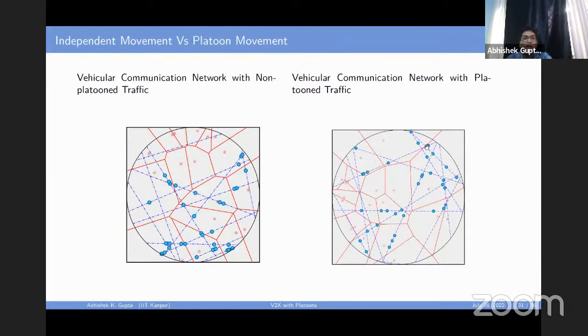Okay, so let me compare the independent movement with the platoon movement. Right. So here you can see platoons, which means there are more vehicles in each platoon, and these are independently distributed. So overall, the base station deployment is the same, the road deployment is the same. On each road, the deployment will be different.